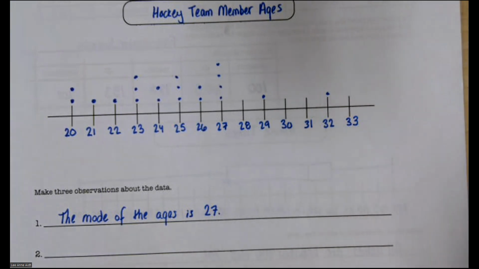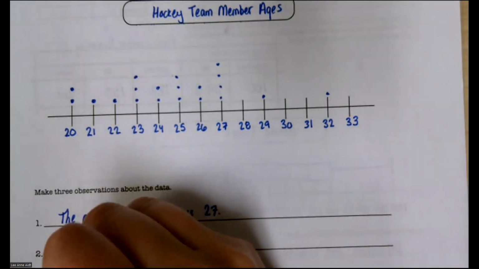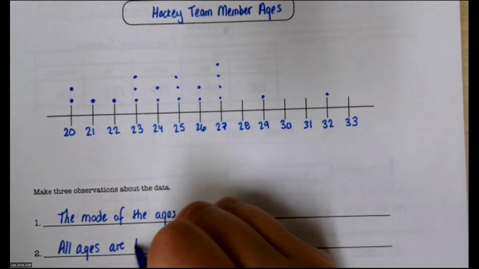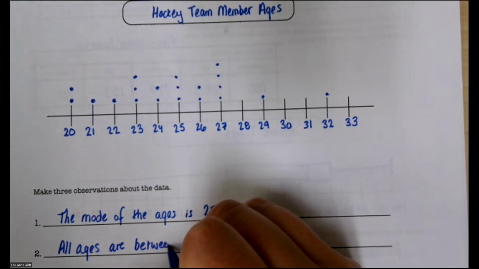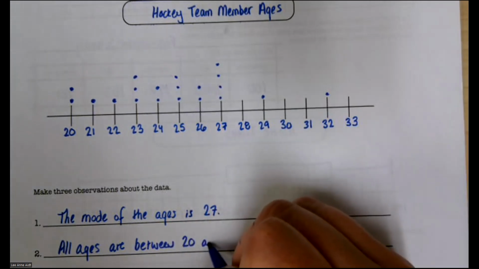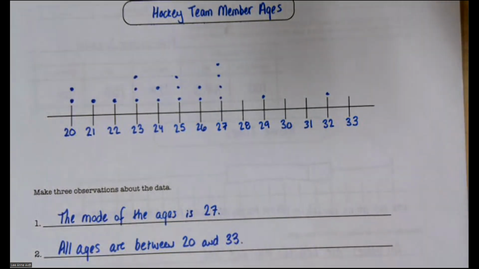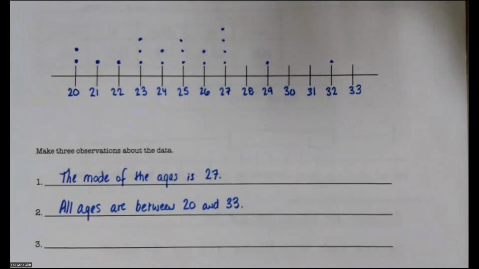What are all the values? Oh, yes. Okay. That's exactly what I was going to say. All ages are between 20 and 33. Okay, and then here's another one.